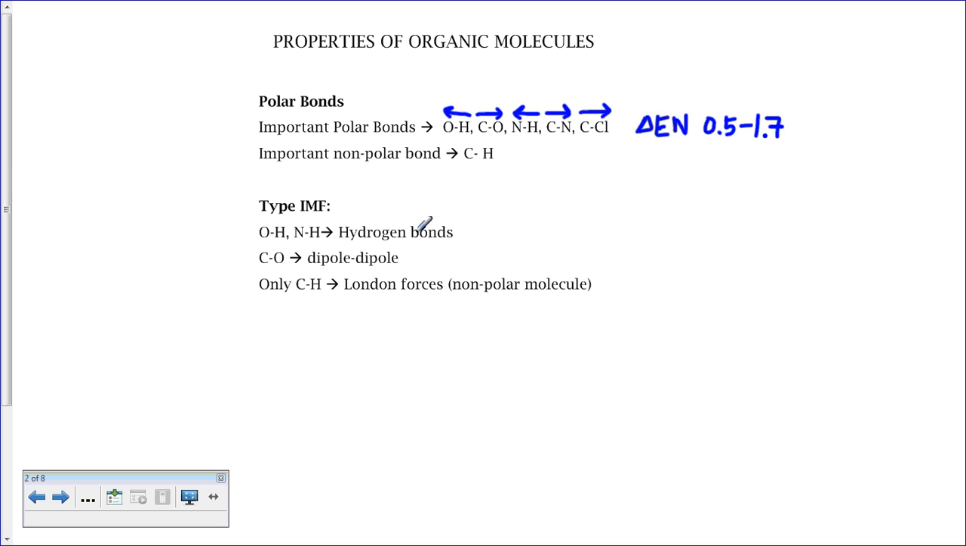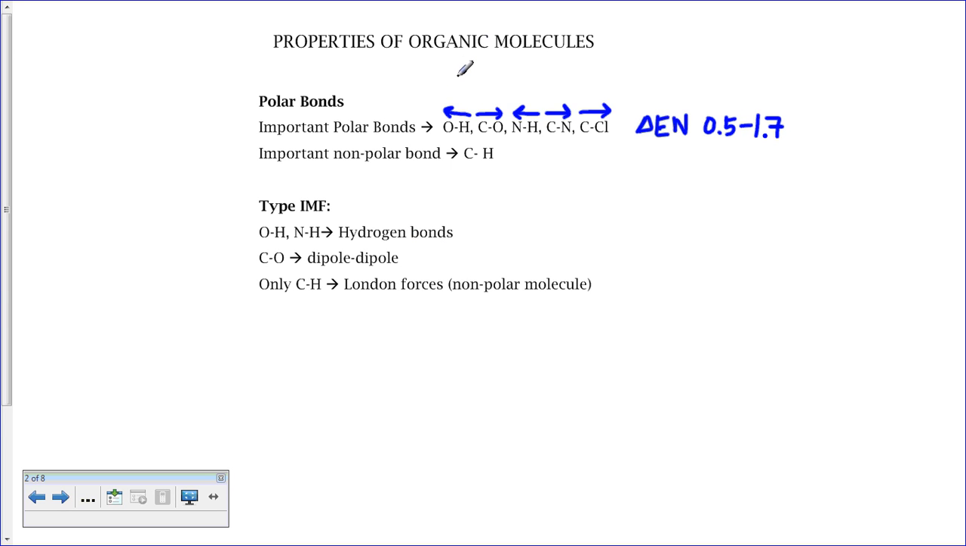Really, what we need to identify is where hydrogen bonds are possible. If we know where hydrogen bonds will be possible, and we know when we have nonpolar molecules, then we'll know what's left over will give us dipole-dipole forces.